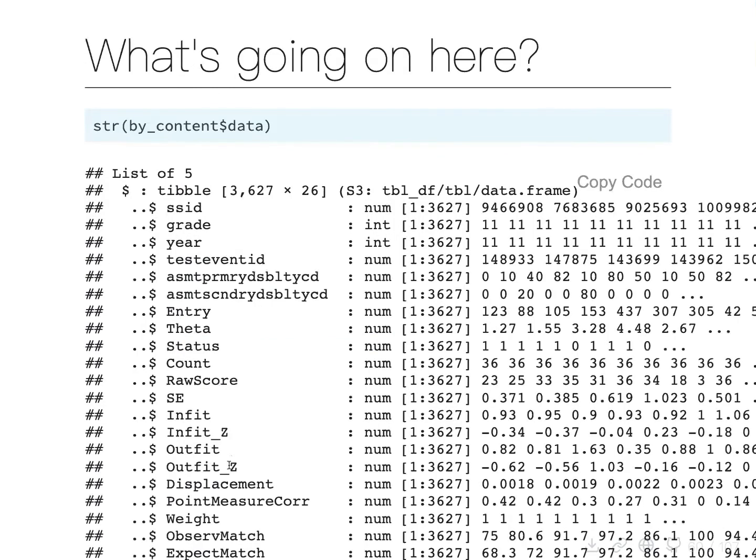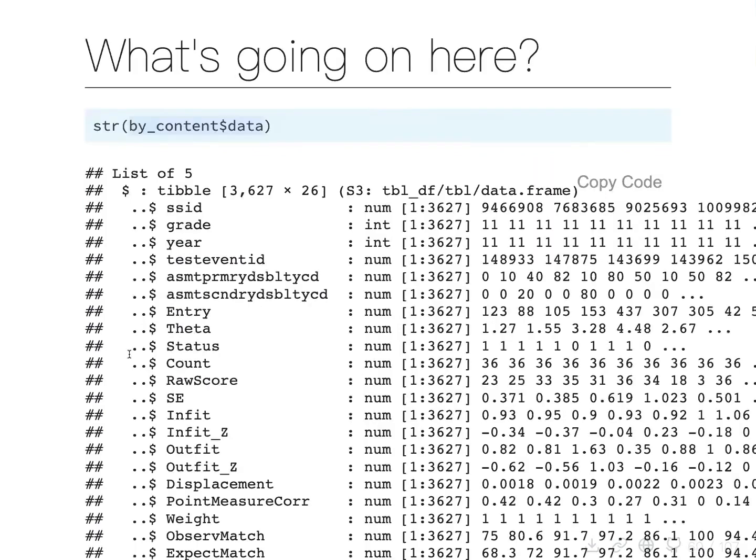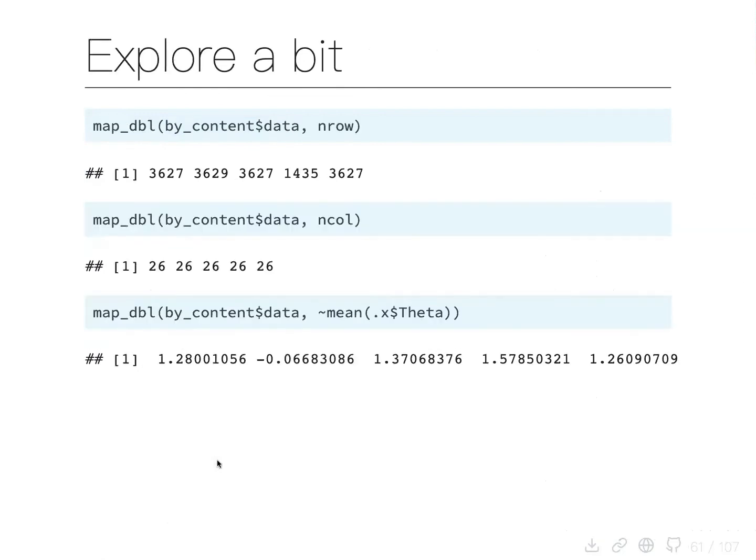Okay. So if we look at by content data, right, we're pulling the data column, we can see it looks an awful lot like the split object that we had before. The only difference is it no longer has this content column in it. This content column gets pulled out of the data, and that's not in here, but everything else is. So it's just like base split. So we can explore it a bit, right?